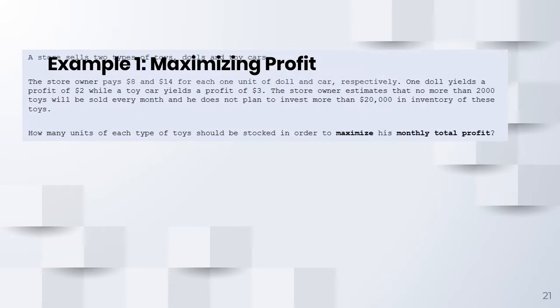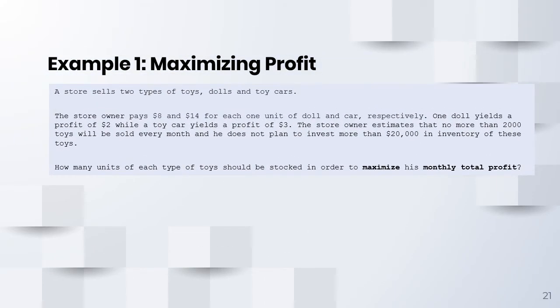So let's start. For our first example, it reads: a store sells two types of toys. We have dolls and toy cars. The store owner pays $8 and $14 for each one unit of doll and car respectively. One doll yields a profit of $2 while a toy car yields a profit of $3.